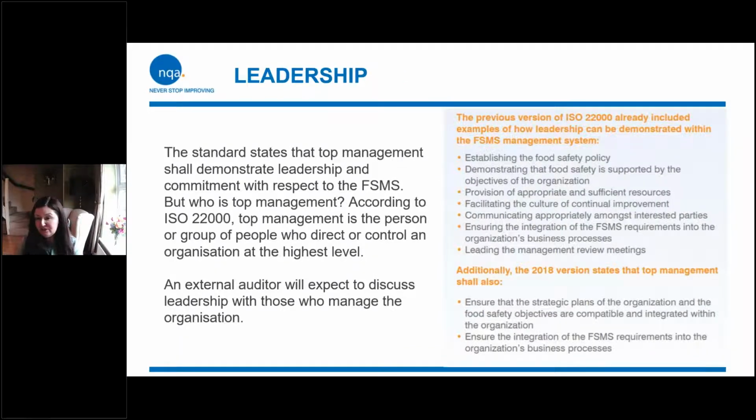Leadership. So this was new in Annex SL. Leadership is very important. So the standard states that top management should demonstrate leadership and commitment with respect to the food safety management system. So who is top management? According to ISO 22000, top management is the person or group of people who direct or control an organisation at the highest level.